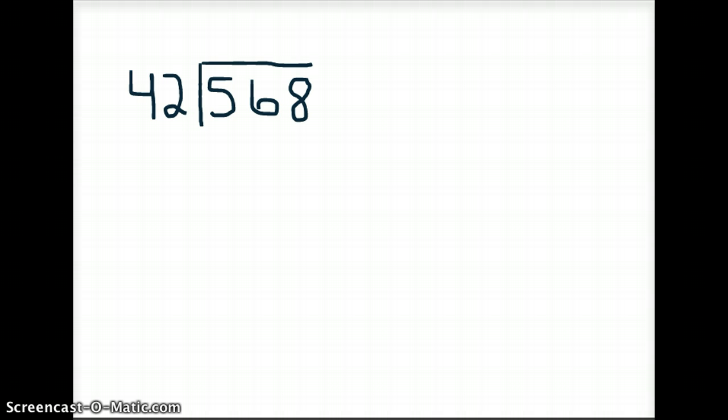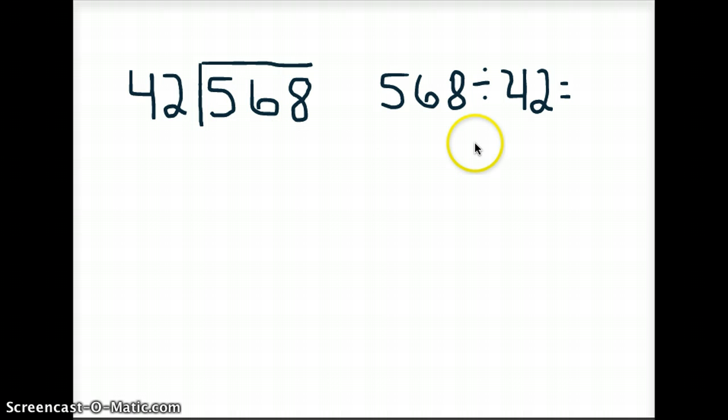The first step when we are estimating is to estimate our dividend and our divisor. So we're going to take 568 divided by 42 equals, we're not sure yet. We're setting it up the long way so that we can build our fence and peek over easier when we're rounding. So we're going to round 568 to the hundreds place, and we're going to round 42 to the tens place, which I've underlined right now.